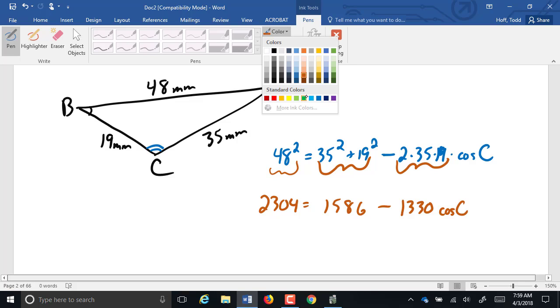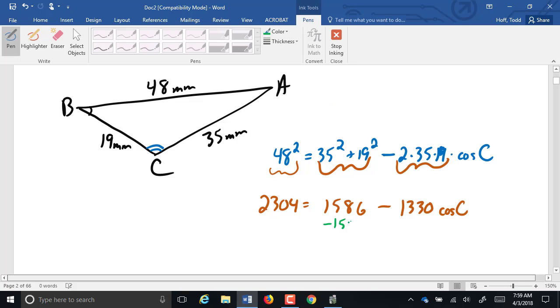Now we're just solving the equation. We're going to subtract the 1586. Now, almost every time we've done this before, we've got a negative number on this side over here. This time we do not get a negative number. We get a positive 718 equals negative 1330 cosine C. Now what?